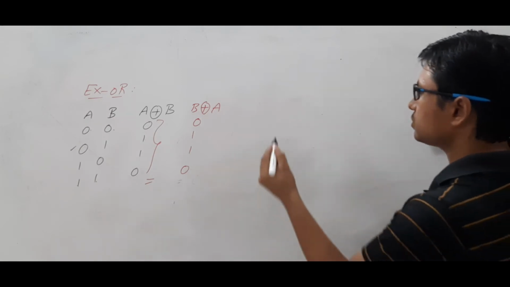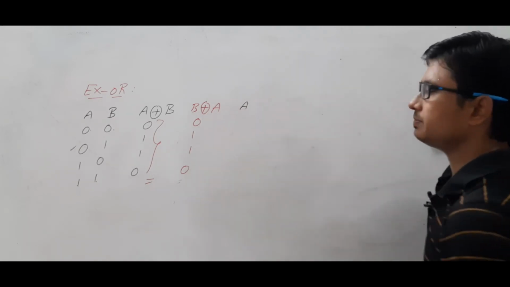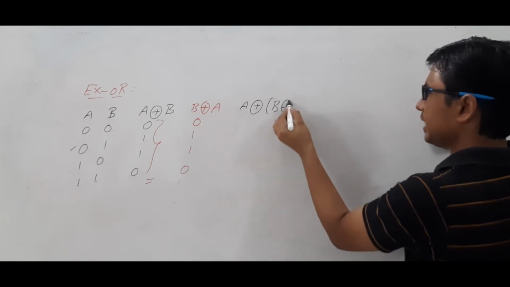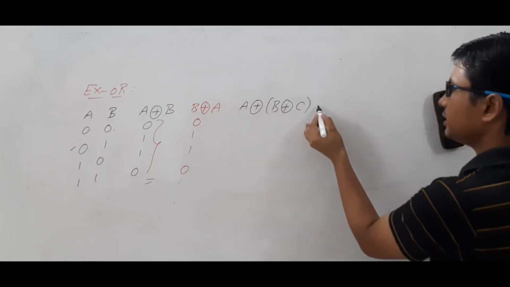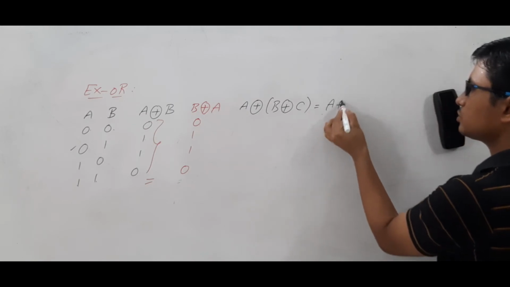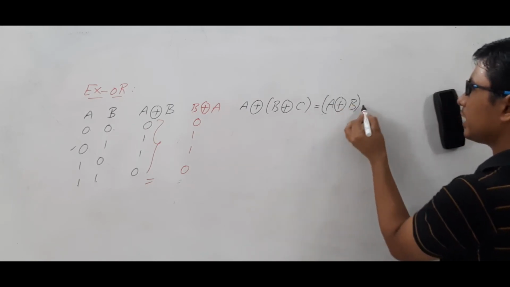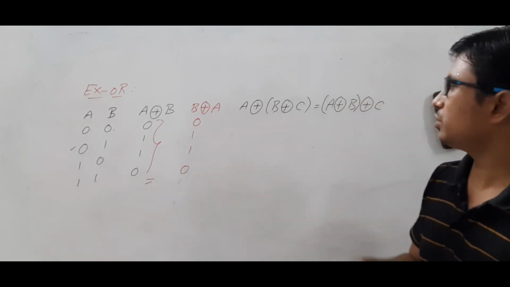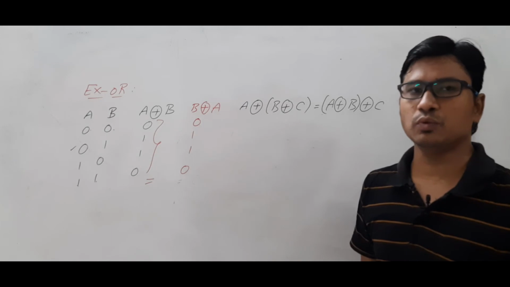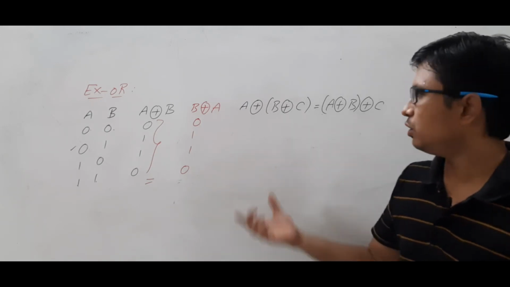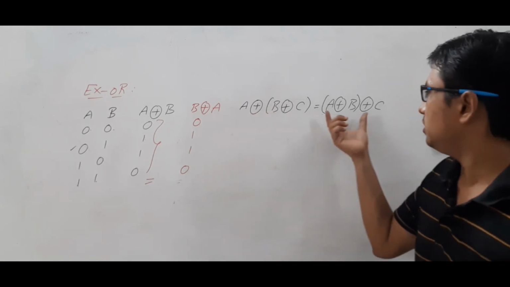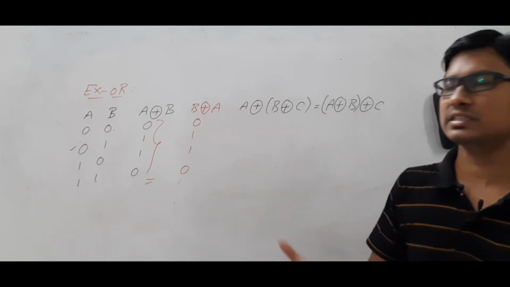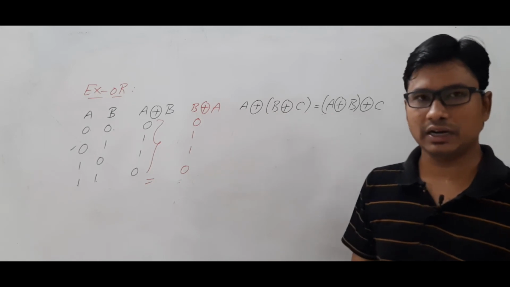What associative means is that A exclusive OR B exclusive OR C should be equal to A exclusive OR B whole exclusive OR C. Whenever you have more than two binary variables, one way is that we can find the truth table for this one, and find the truth table for this one. If both are producing the same output, then I can say that LHS is equal to RHS.